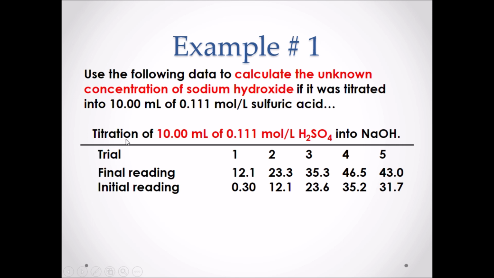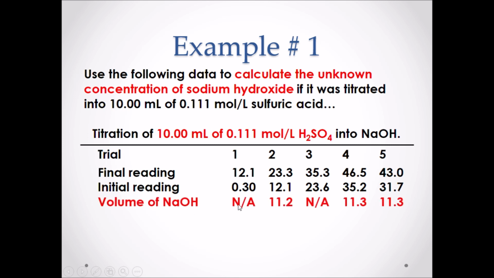The title of our titration table is very important. It says titration of 10 milliliters of 0.111 moles per liter sulfuric acid. This tells me that the set volume is 10 milliliters for sulfuric acid, which is in the Erlenmeyer flask. Therefore, the volumes in the table correspond to the volume of sodium hydroxide. We have to find the volume added in each trial by taking the final reading minus the initial reading.